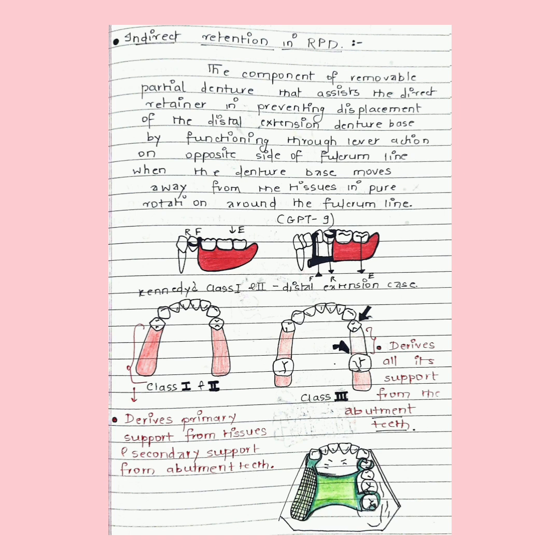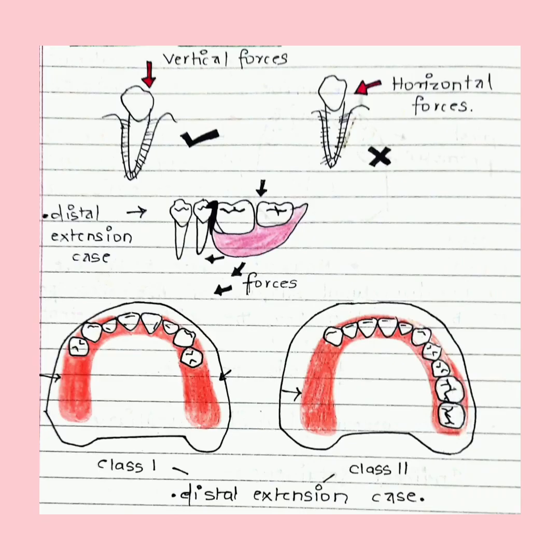You might wonder, why is it that indirect retainers are only given in cases of Kennedy's class 1 and 2, or distal extension cases? I mean, what makes these cases so distinct? Kennedy's class 1 and 2, or distal extension cases, are tissue supported dentures, where we have a lot of tissue. The stress distribution in Kennedy's class 1 and 2 is different because the tissue compressibility or displaceability here is more. Hence, this puts a lot of stress on the abutment tooth. The stress distribution is different for the tooth and the tissue.